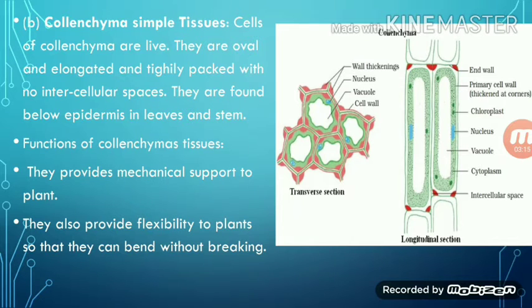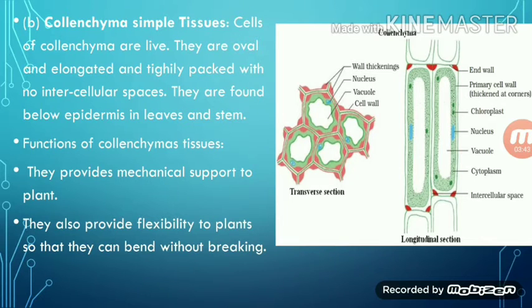Next, collenchyma. It is a second type of simple permanent tissue. One is parenchyma and second one is collenchyma. Cells of collenchyma are live. They are also live. Parenchyma cells are live and collenchyma cells are also live. They are oval and elongated and tightly packed with no intercellular spaces.